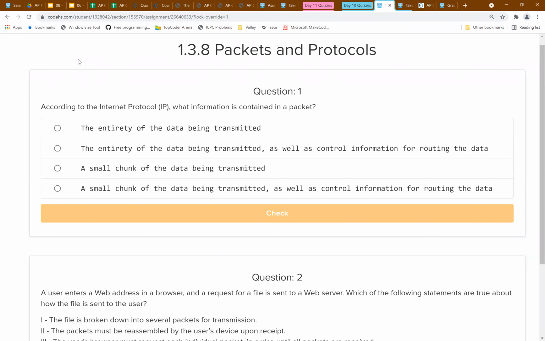So our quiz for packets and protocols had only a few questions. According to the Internet Protocol, what information is contained in a packet? Is it all the data being transmitted? Is it all the data being transmitted as well as some control information? Is it a small chunk of the data being transmitted, or is it a small chunk of the data being transmitted as well as some control information?